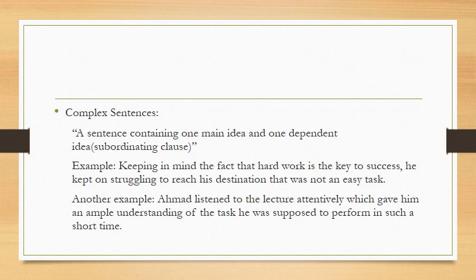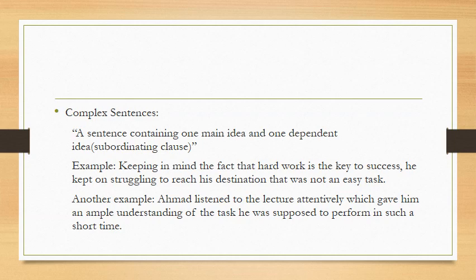A complex sentence can be defined as a sentence containing one main idea and one dependent idea or subordinating clause. Example is, keeping in mind the fact that hard work is the key to success, he kept on struggling to reach his destination. That was not an easy task. So the main idea is he kept on struggling to reach his destination, and it is joined with the dependent idea or subordinating clause, that is keeping in mind the fact that hard work is the key to success.